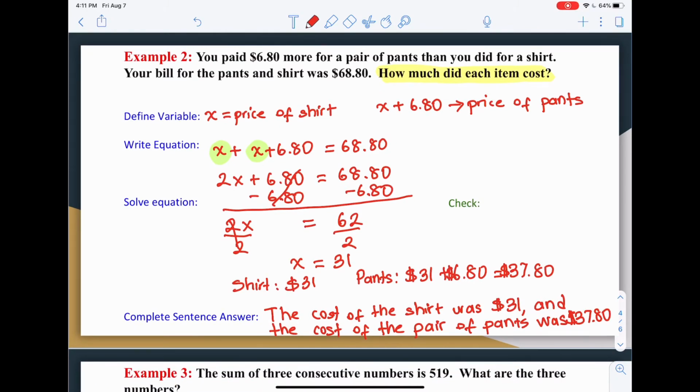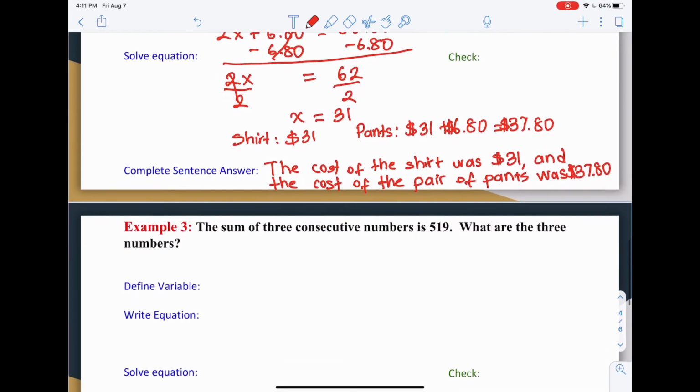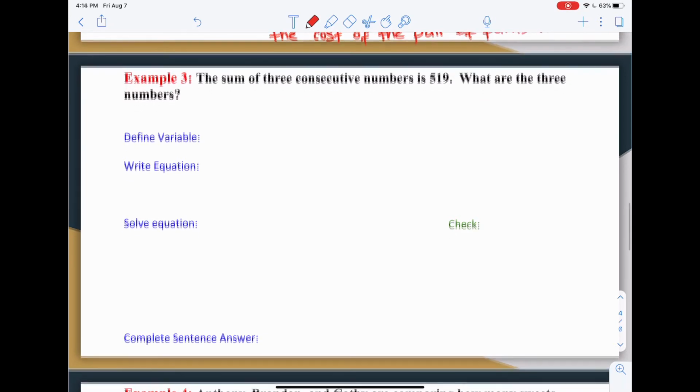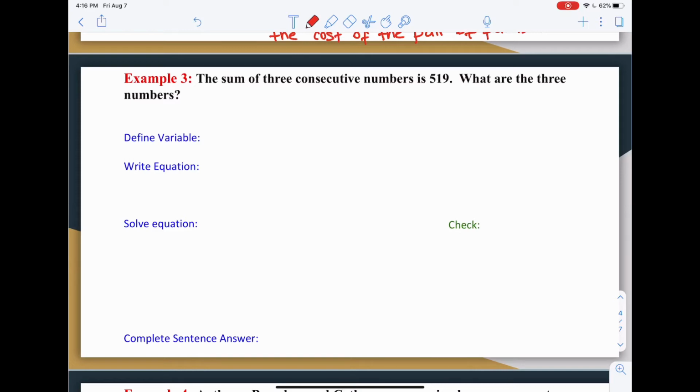Okay, let's move on to question number 3. The sum of 3 consecutive numbers is 519. What are the 3 numbers? Okay, let's highlight our question statement right here. And consecutive means they're next to each other. So for example, 1, 2, 3, 21, 22, 23, 101, 102, 103, and so on.